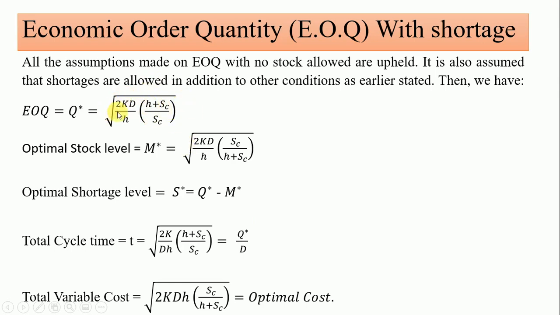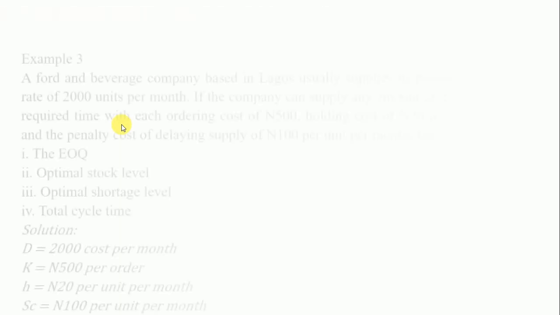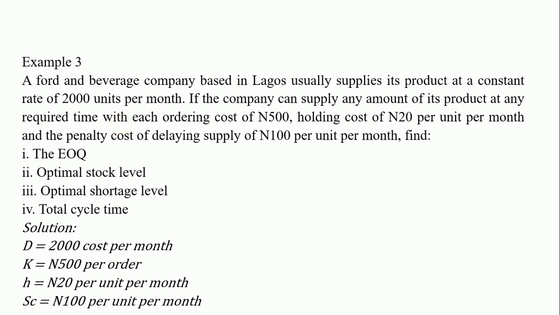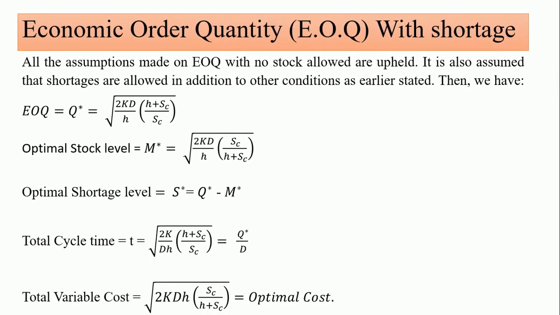So the k is your ordering cost. The C naught has been replaced with k. D still remains the demand. h is still your holding cost. Sc in this context is your shortage cost.